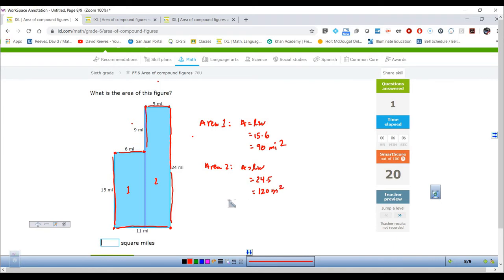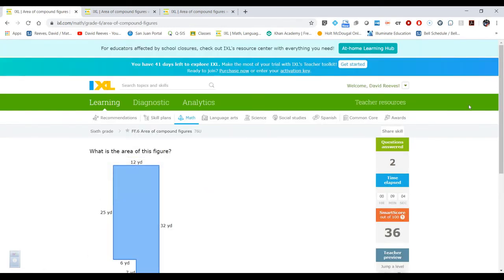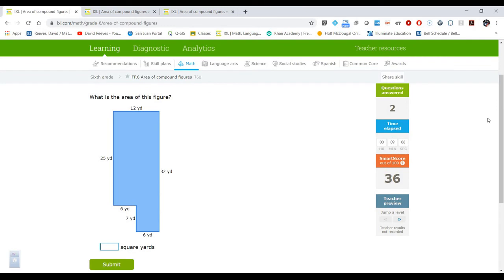And again, it's time to add those together. And when you add 120 to 90, you get 210 square meters. Let's double check. IXL always tells us if we got it right or if we got it wrong, and we got it correct.